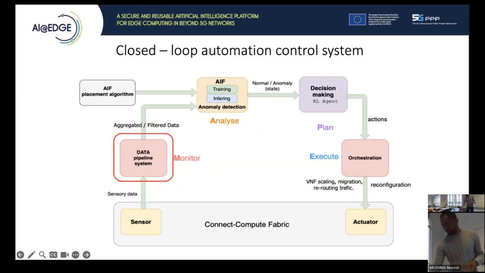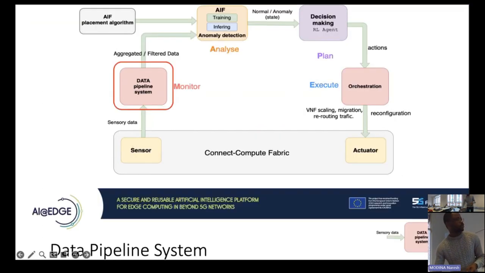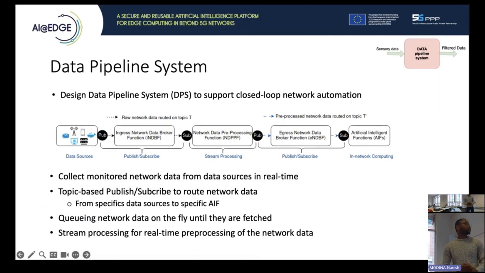Actually, the data pipeline system, as I introduced, enables us to collect the monitored network data from the data source in real time. Then we use a topic-based publish-subscribe in order to route network data from data sources to specific IF.